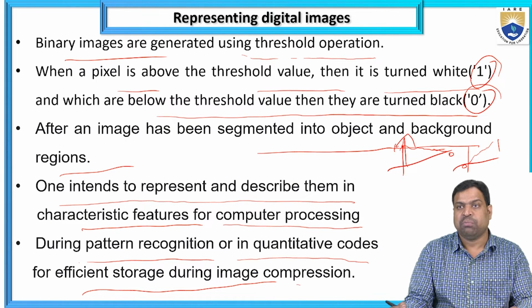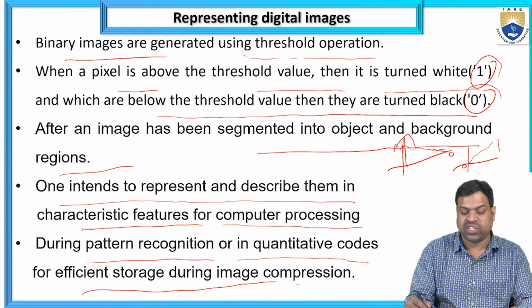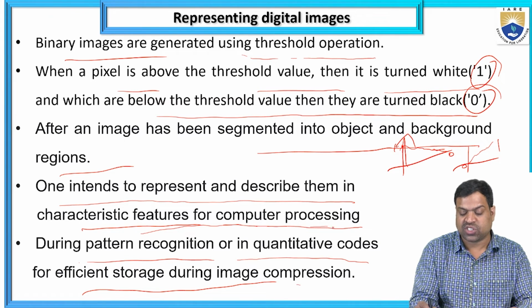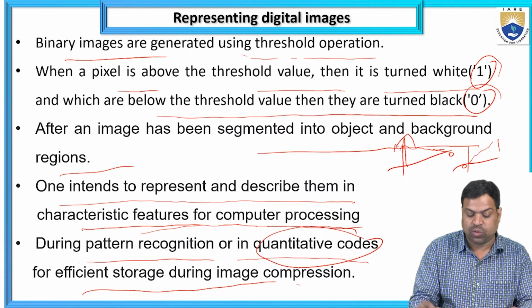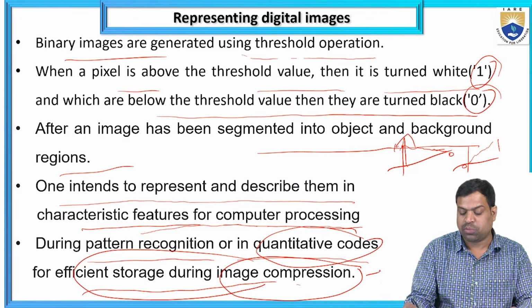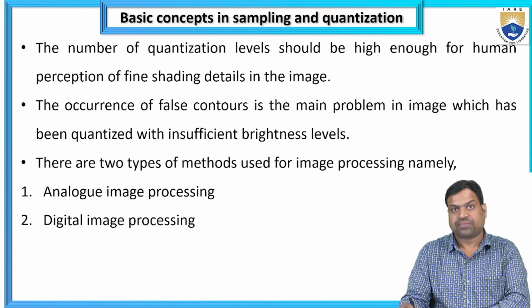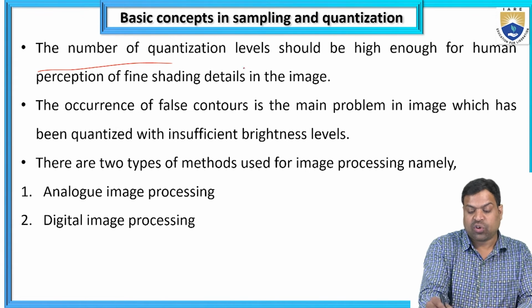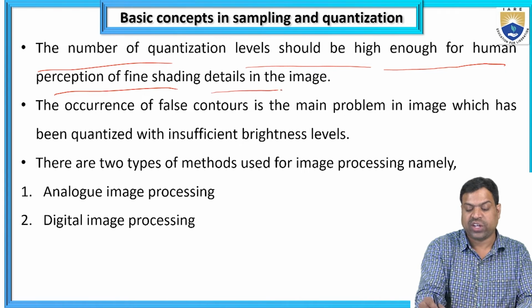But every image I am converting to segments, representing and describing the characteristic features for computer processing. So every image is a quantitative code that allows efficient storage in image compression. The number of quantization levels should be high enough for human perception of the fine shading details in the image.